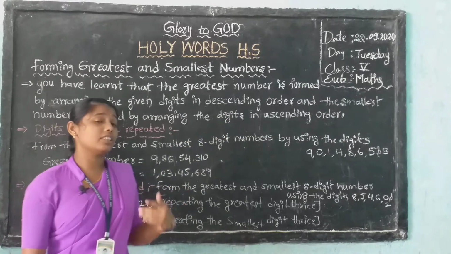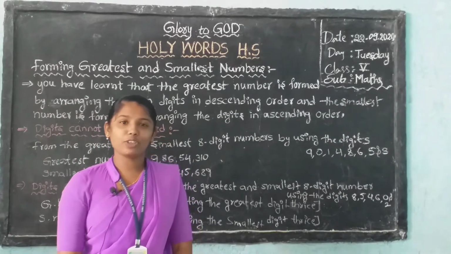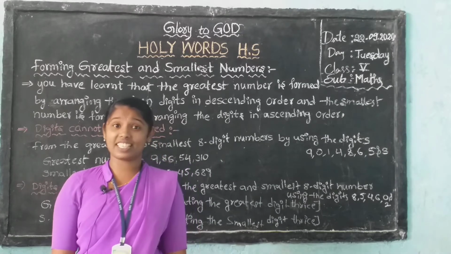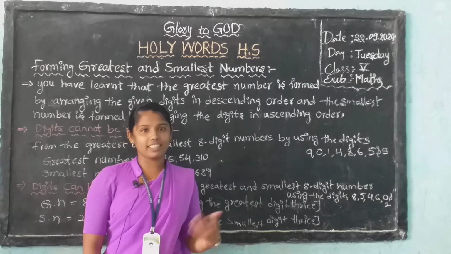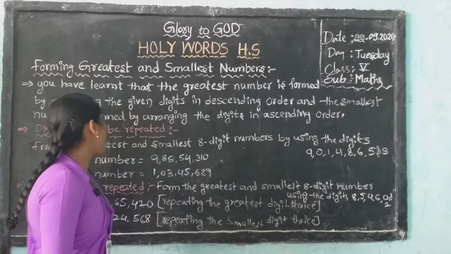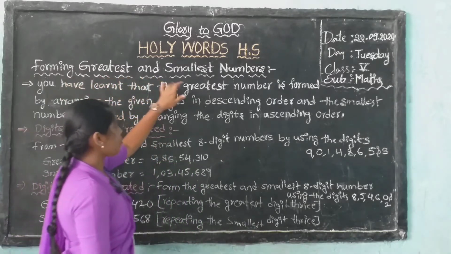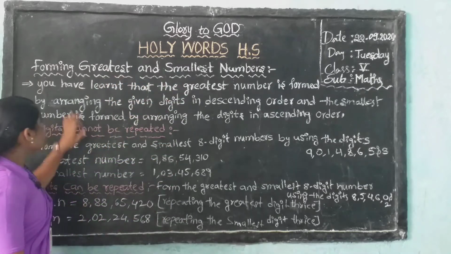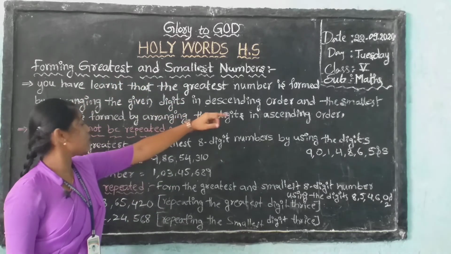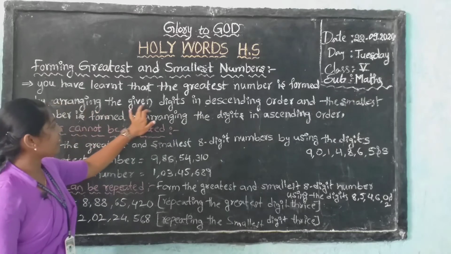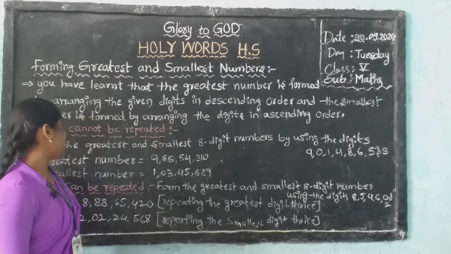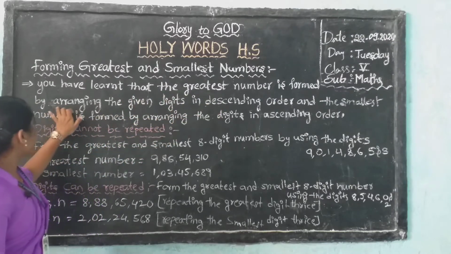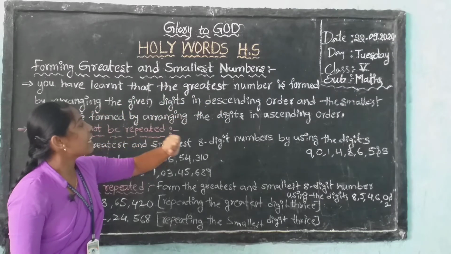In the previous class we learned about comparing numbers, expanded form, standard form, successor, predecessor, etc. Today we will discuss forming greatest and smallest numbers. The greatest number is formed by arranging the given digits in descending order. Listen carefully.